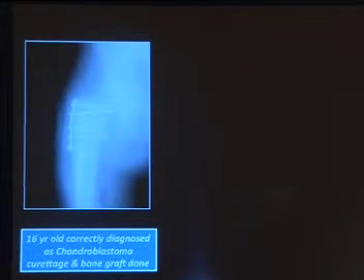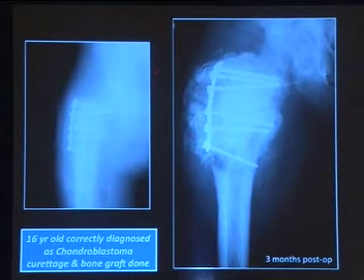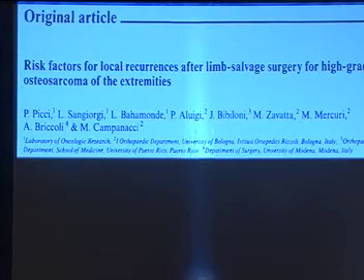That's a 16-year-old correctly diagnosed as chondroblastoma. Curettage bone grafting was done. These are not my pictures. And 3 months post-op, the tumor literally explodes out. So what was wrong? Surgical margins were missed.